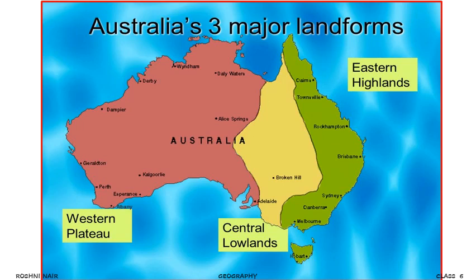So as I mentioned, three major landforms. On the eastern part of Australia, it is the Eastern Highlands. The western part of Australia is the Western Plateau. In between we have the Central Lowlands. So I hope it's easy for you to understand now. Eastern Highlands on the eastern part, Western Plateau on the western part, Central Lowlands sandwiched between the eastern and western parts.